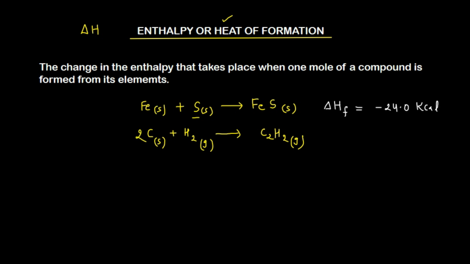Now you can see 2 carbon and 2 hydrogen on the left hand side, in the reactant side, and in the product side also you are having the 2 carbon and the 2 hydrogen, and the carbon is in the solid form. Basically it is in the graphite form. Okay, and your hydrogen is gas and this acetylene is also gas. And for this particular reaction, enthalpy of formation, which is known as the delta HF, is different, and the value is plus 53.14 kilocalorie.